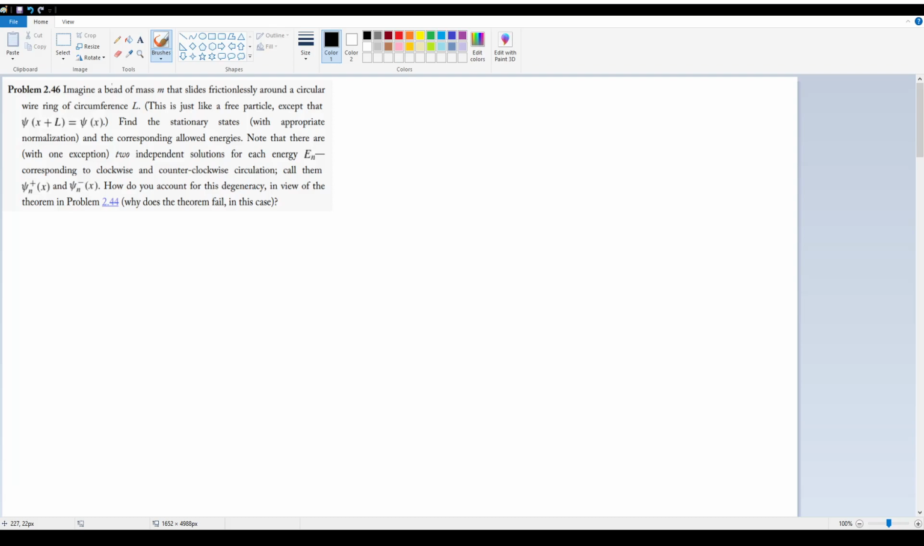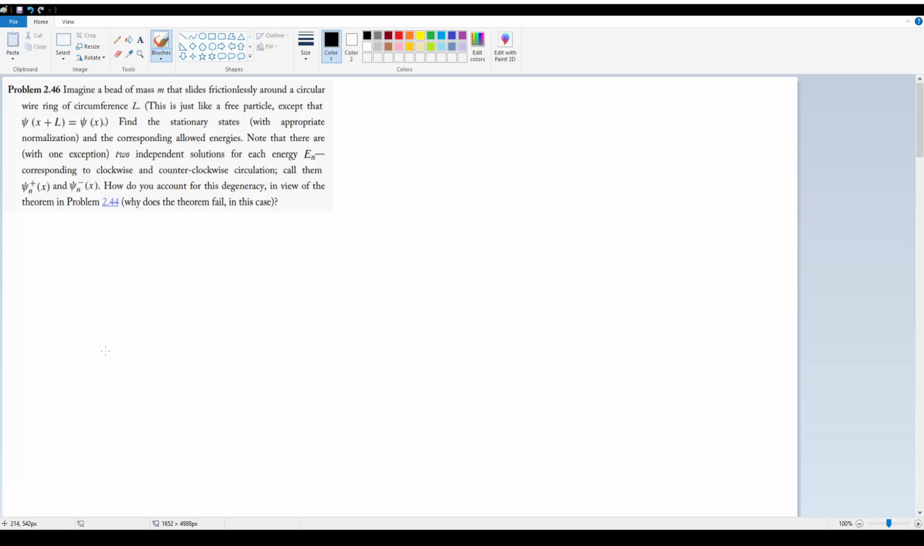And then we're told that there are actually, with one exception, two independent solutions for each energy corresponding to clockwise and counterclockwise motion. We call them psi n plus and psi n minus, and we want to find each of them, respectively. And then finally, we want to explain this degeneracy in view of the theorem from problem 2.44, which stated that for one dimension, there can't be degenerate states for wave functions. So let's take this one at a time, starting with just finding the wave function itself.